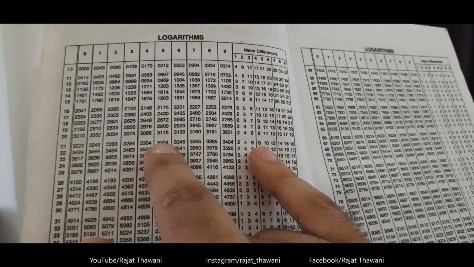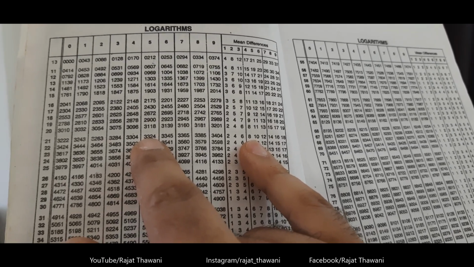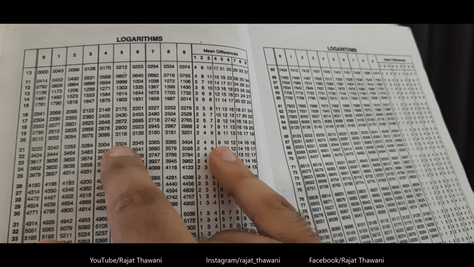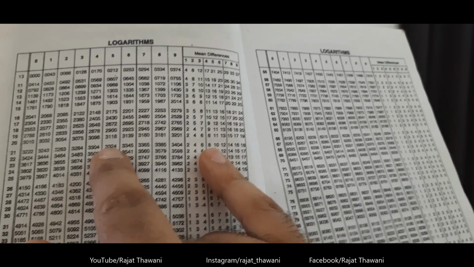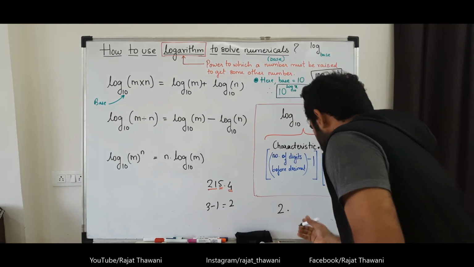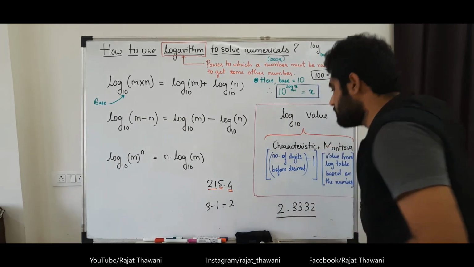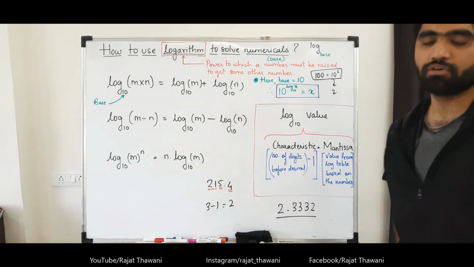So what will be the value? 21's 5 is, sorry, 3, 3, 2, 4. My apologies, 3, 3, 2, 4. So 3, 3, 2, 4 plus 8 will go to 3, 3, 3, 2. Right? So the mantissa becomes 3, 3, 3, 2. This will be your log value for 215.4.